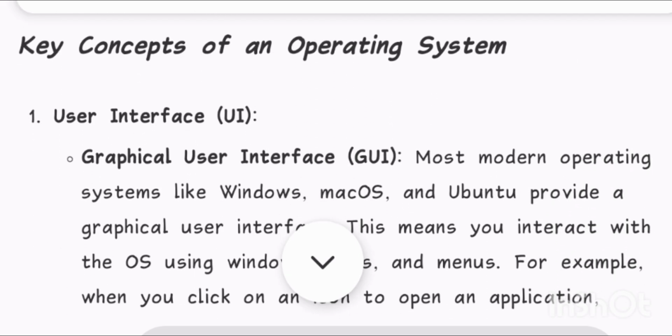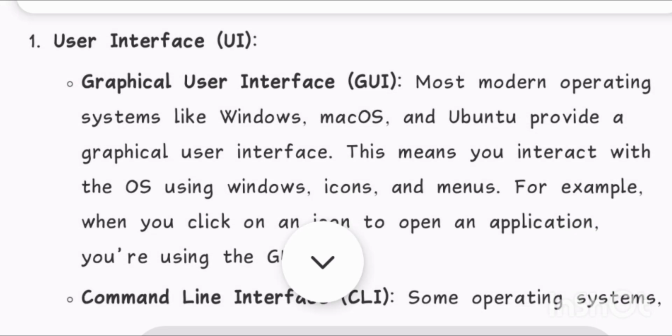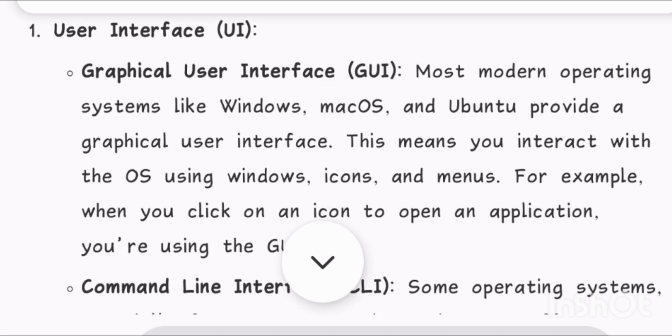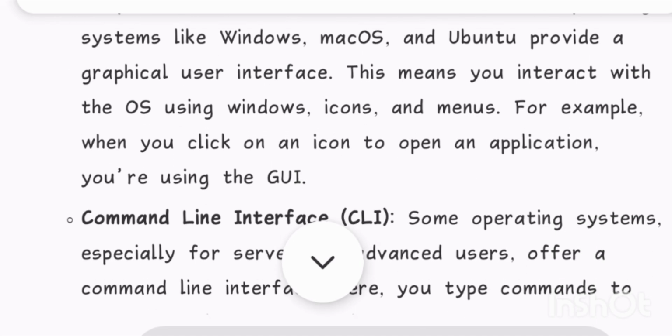Key concepts of an operating system. 1. User interface, graphical user interface, GUI. Most modern operating systems like Windows, macOS, and Ubuntu provide a graphical user interface. This means you interact with the OS using windows, icons, and menus. For example, when you click on an icon to open an application, you're using the GUI.